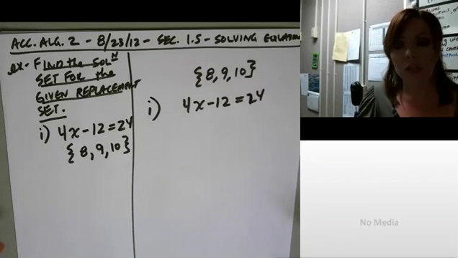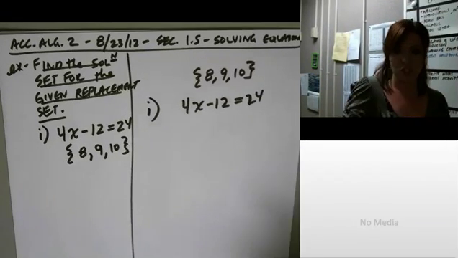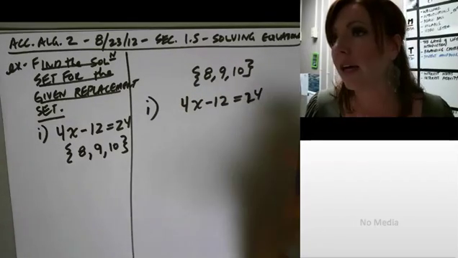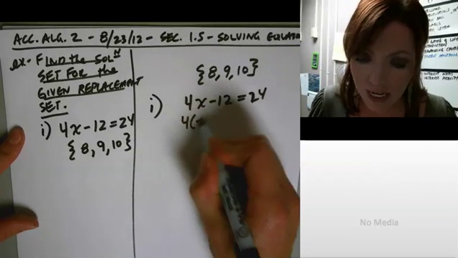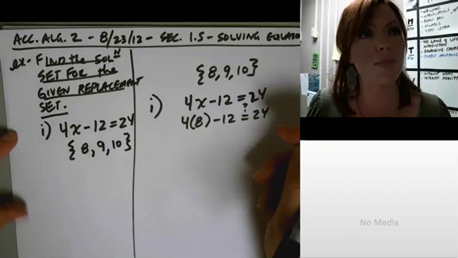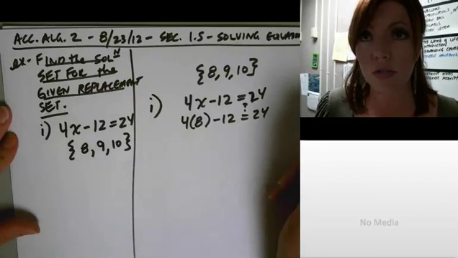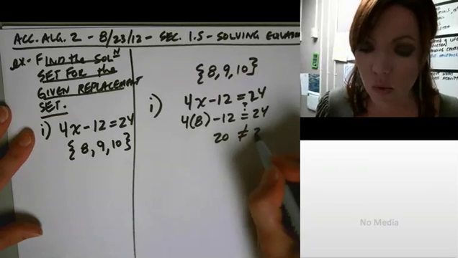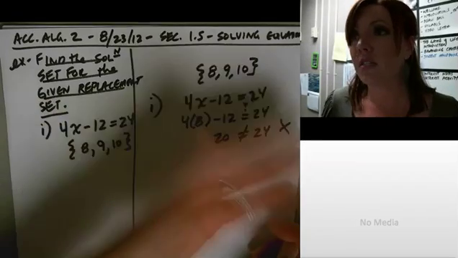So we want to figure out, do all three of them work, or is it just one that works, or two of them, or whatever. So the way that we're going to do that is by plugging in each of these numbers into this equation and seeing if they work. Okay? So let's start with the 8. So 4 times 8 minus 12, we want to see, does that equal 24? So what is 4 times 8? 32. What's 32 minus 12? How about 20? Good. So 20 does not equal 24, so that one does not work. So that is not a solution of this particular equation.